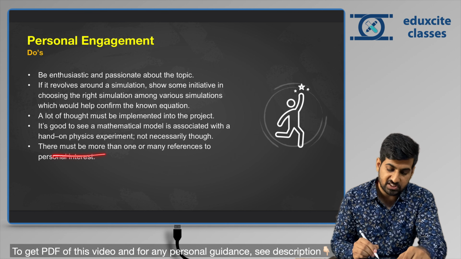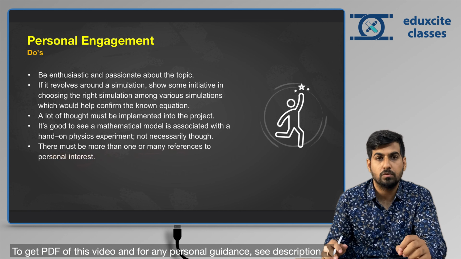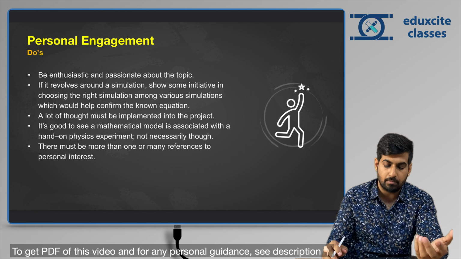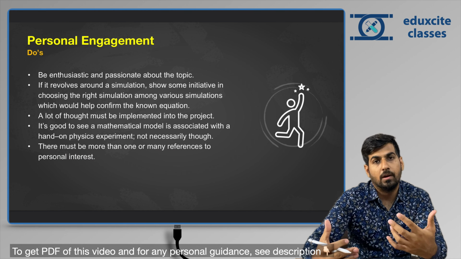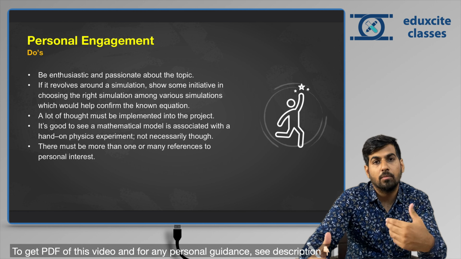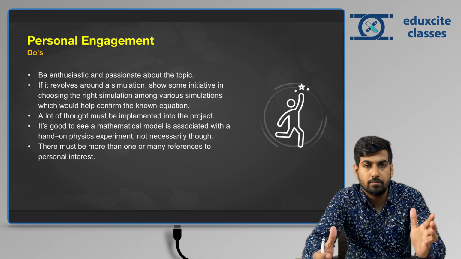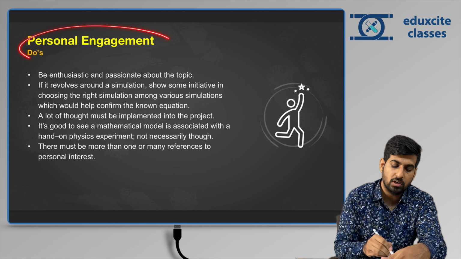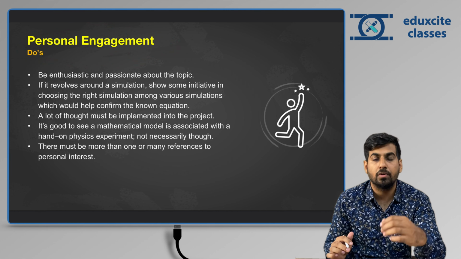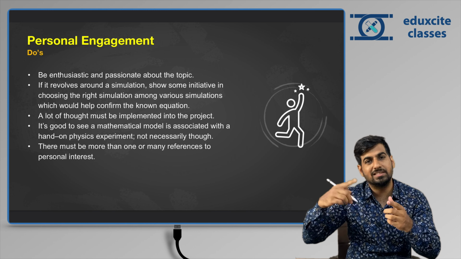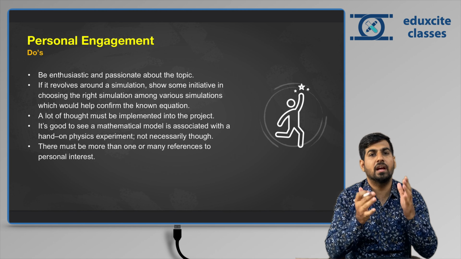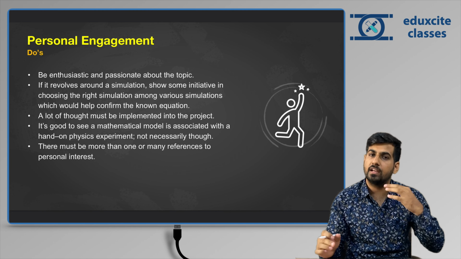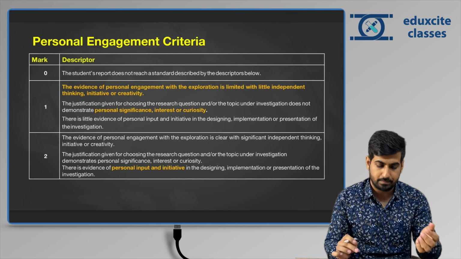Okay, there must be one or many references to personal interest. You should give some references on how you came up with this topic. You should have some evidence and justification for choosing your topic. So this all comes under your personal engagement. If you are checklisting these points, it means that yeah, your personal engagement criterion has been fulfilled by you.